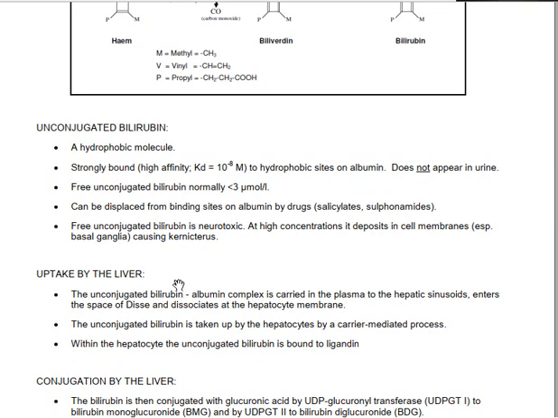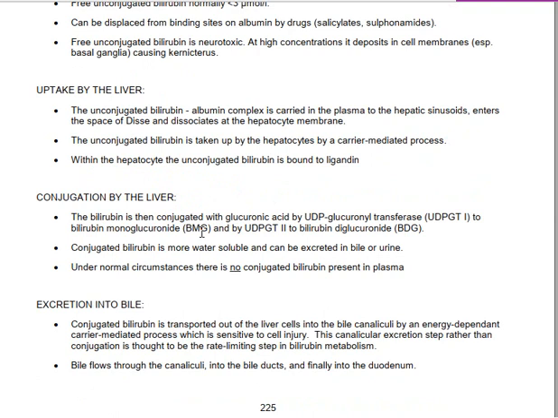Free unconjugated bilirubin is also neurotoxic because it can bind at the level of the basal ganglia to cause kernicterus. That's why every time a child has neonatal jaundice, you are always scared, because there are many complications that can result later, and the first complication is kernicterus. Other long-term complications include yellowish discoloration of the teeth.